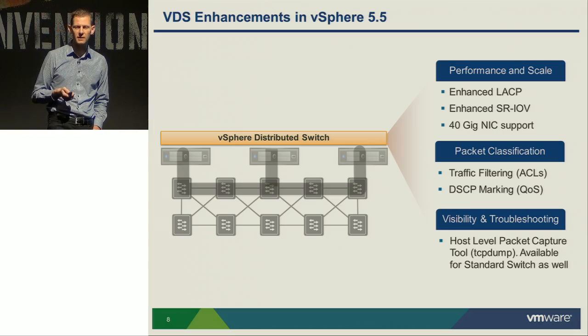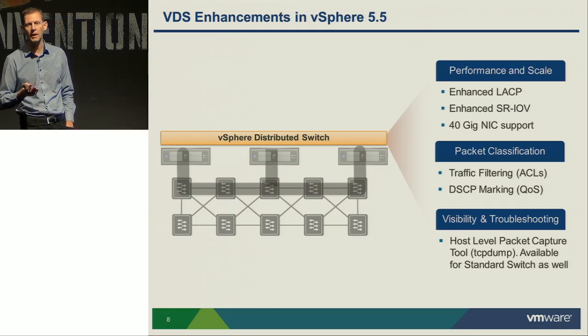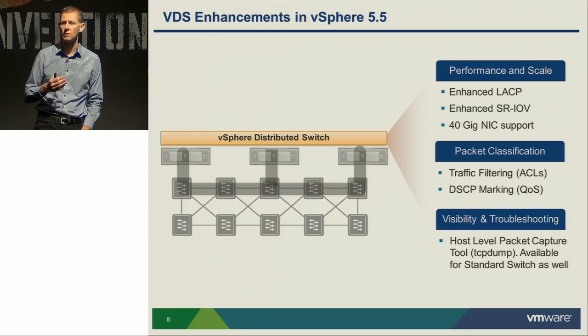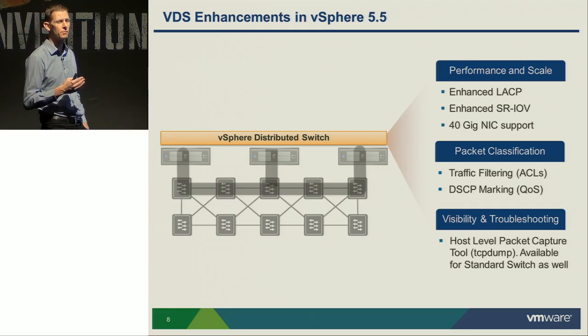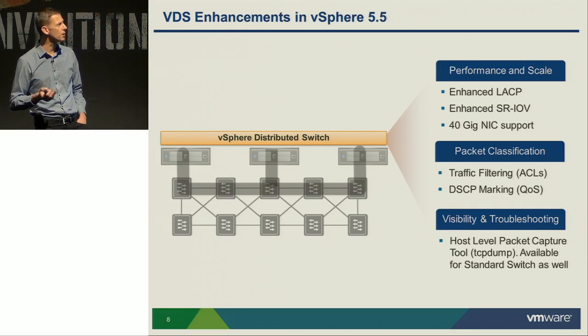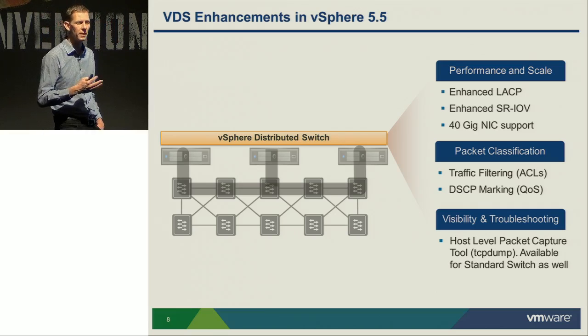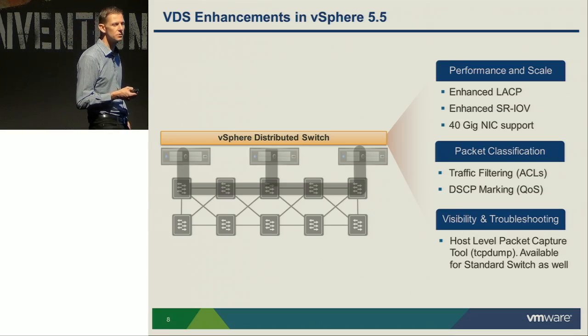New feature as well, packet classification. As well as being able to do layer 2 traffic marking, we can now do DSCP, layer 3 marking as well in QoS. And also we can do some traffic filtering as well. So we can actually now drop packets. We can do basic ACLs within the distributed switch.